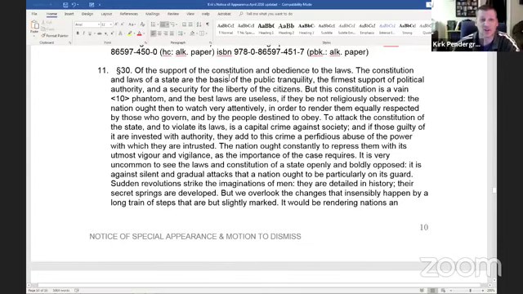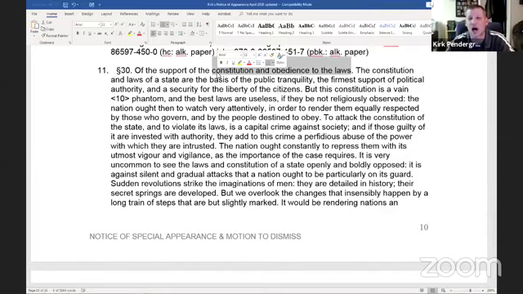So, number 30, of the support of the Constitution and obedience to the laws. Well, what are we talking about? Which laws? See, and this is where they pull the wool over the people's eyes. Okay? The Bill of Rights is the law, and the Constitution is the Constitution. It's trickery that they have put our Bill of Rights with the Constitution to give it the illusion and purport that the Declaration of Rights or Bill of Rights is actually part of the Constitution.